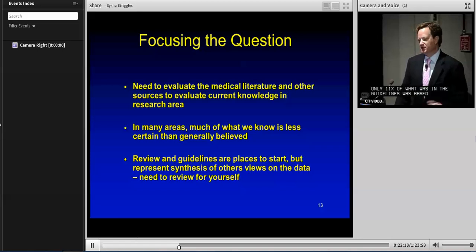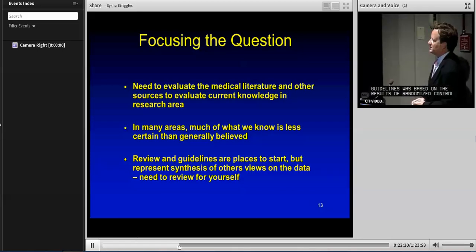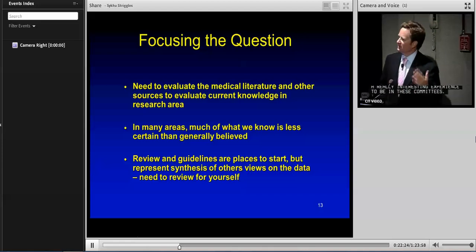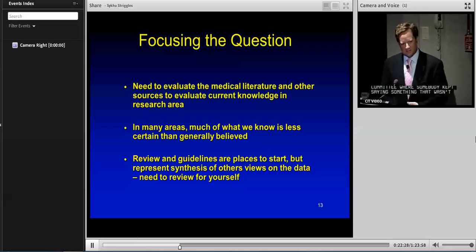And it's a really interesting experience to be in some of these treatment guideline committees. I remember once I was at a committee where somebody kept saying something that really wasn't based in evidence, and I said, well, are there any studies that actually show that?